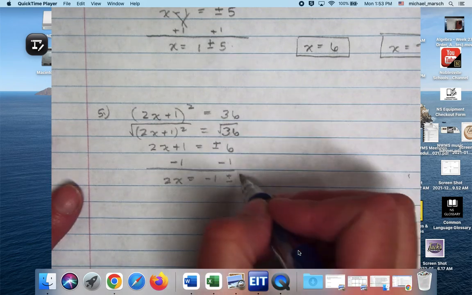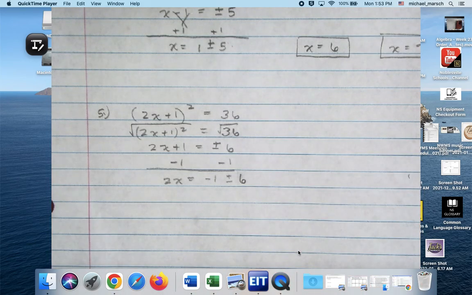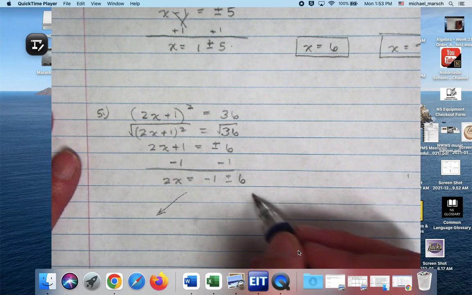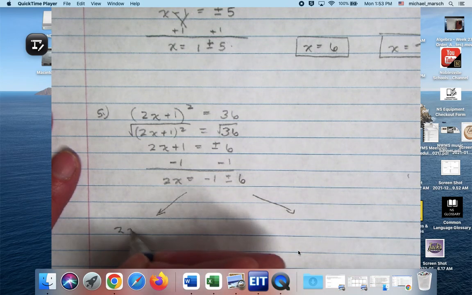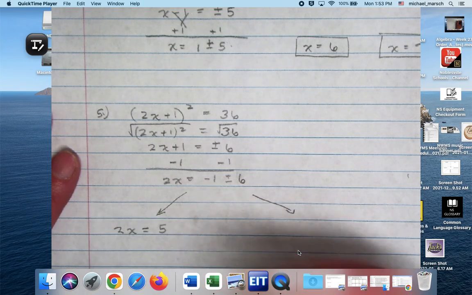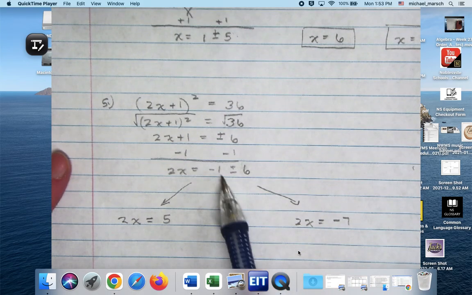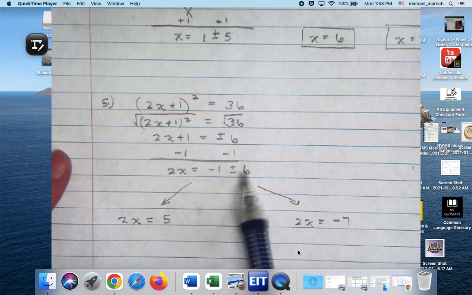Wait, so are you trying to get the x by itself? Yep, we're not done yet. Okay, I was going to say, why was it okay? Yep. So now I'm going to make 2 equations to solve. 2x equals 5 and 2x equals negative 7, because I have negative 1 plus 6, negative 1 minus 6.